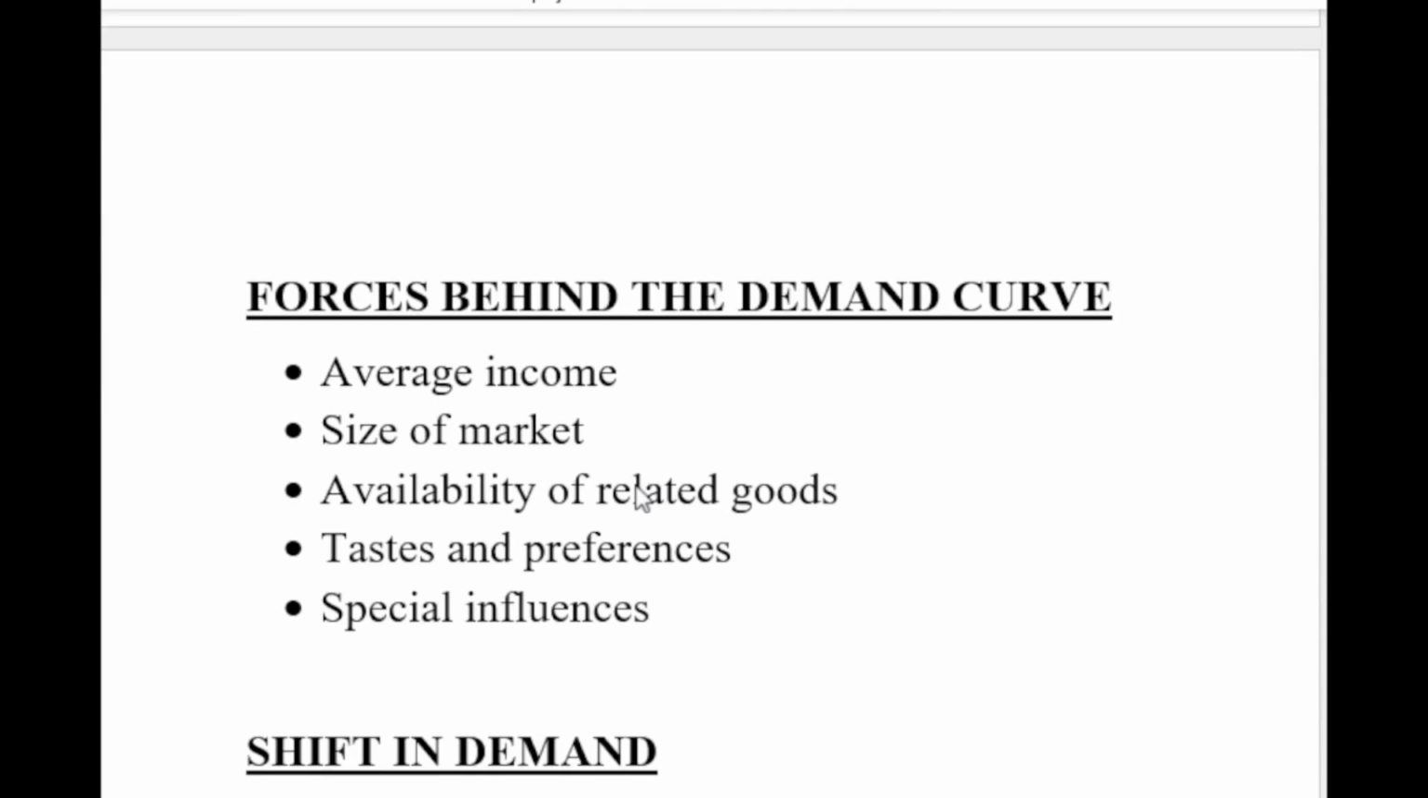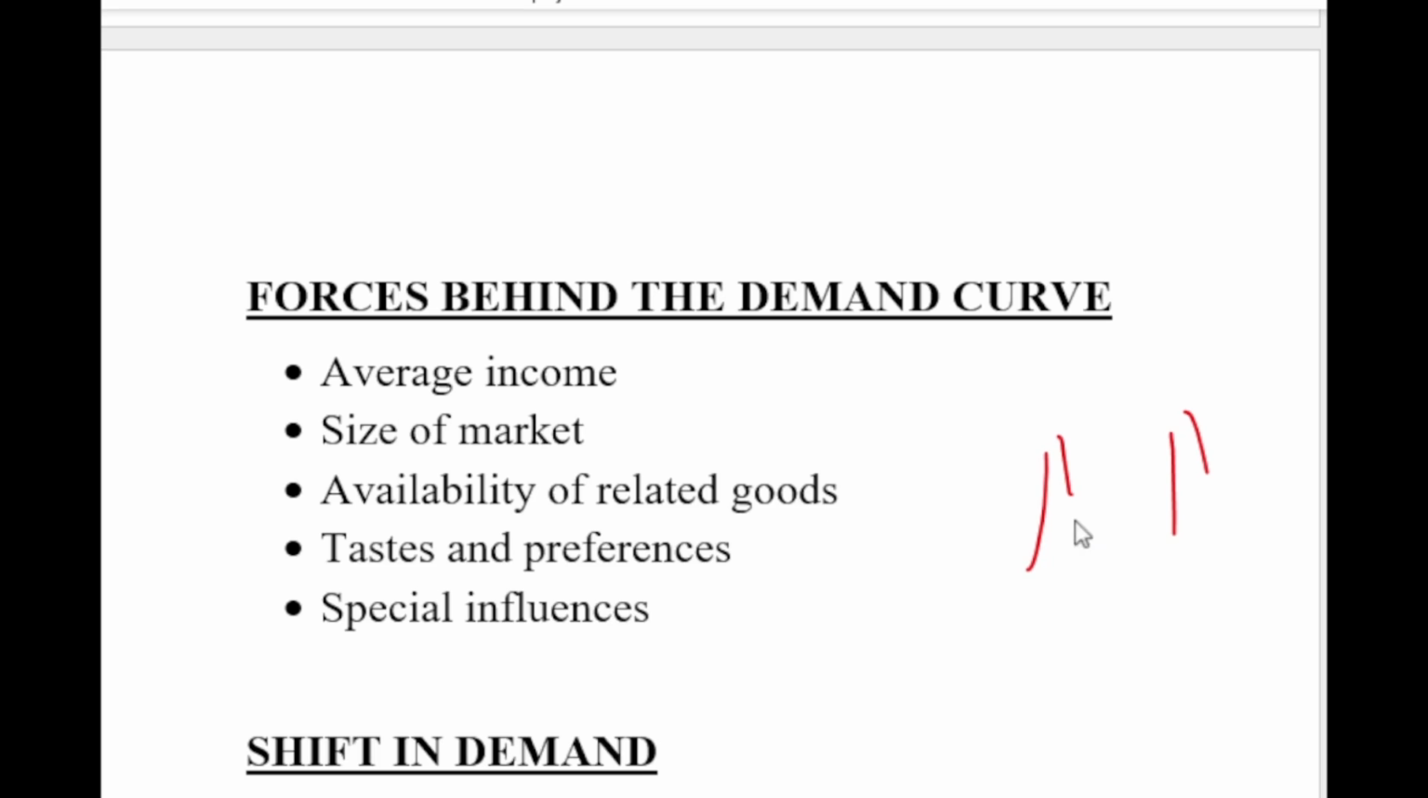So what are the forces behind the demand curve? What are the factors which shift the demand curve downward and upward? First is the average income. Normally, if the average income of a person rises, they tend to purchase more. Logically, when a person's income rises, they tend to purchase more. Second is the size of the market. When the size of the market grows, the quantity demanded will rise. The quantities which were available less before will be available more, so consumers tend to buy more when the size of the market grows.